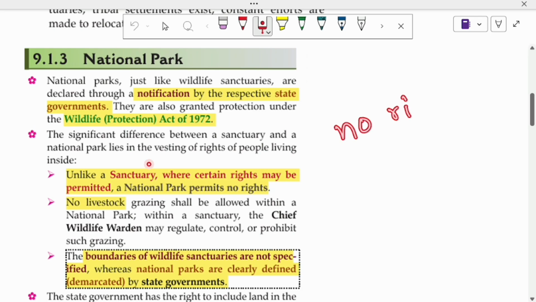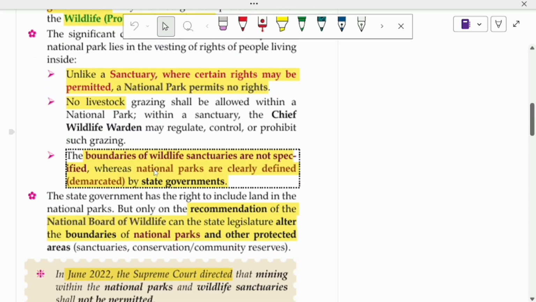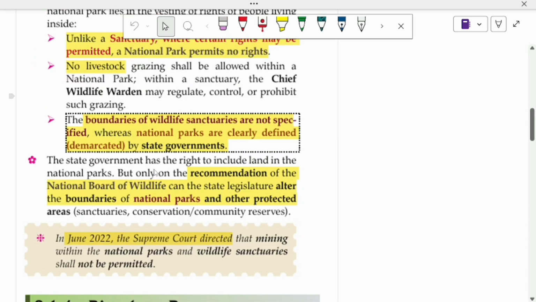No rights are permitted in the national park area. No livestock grazing shall be allowed within the national park. Within the sanctuary, the Chief Wildlife Warden may regulate, control or prohibit such grazing. The boundary of a wildlife sanctuary is not specified, whereas the boundary of a national park is clearly defined and demarcated by the state government.